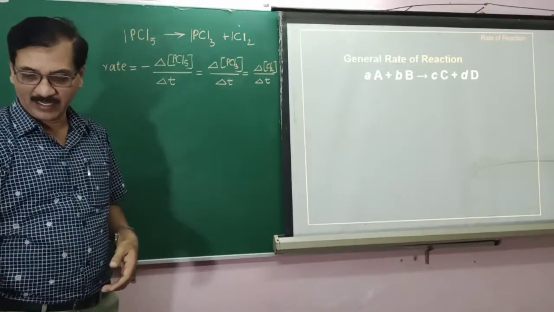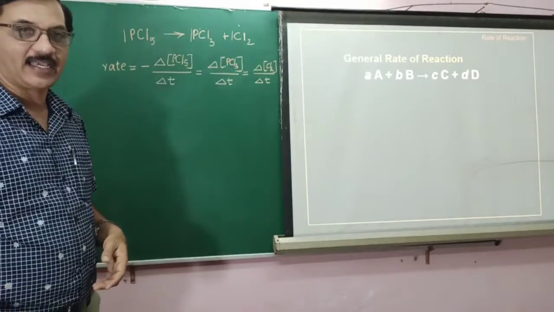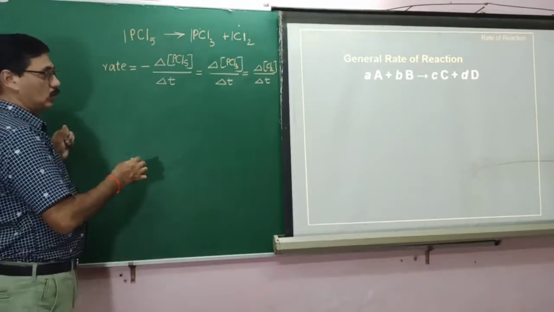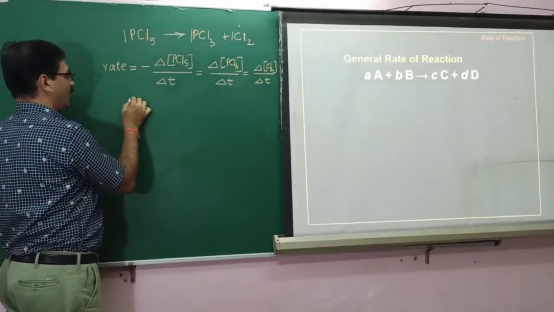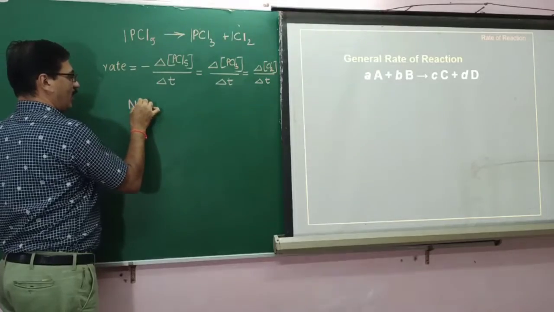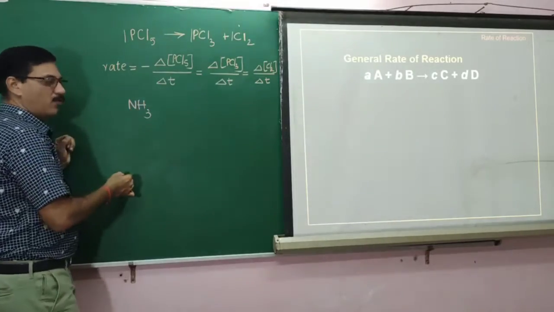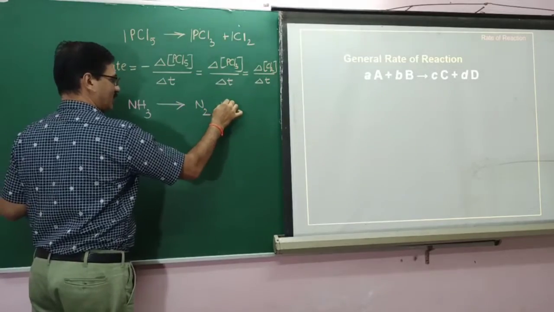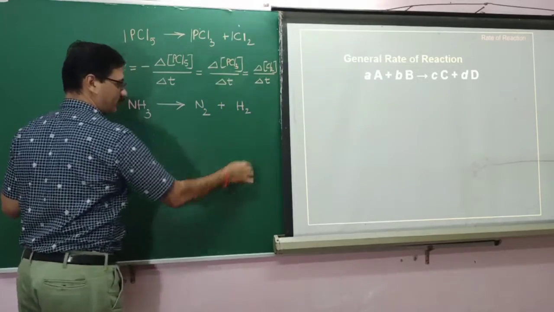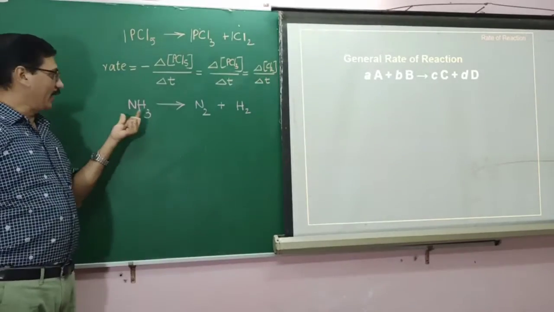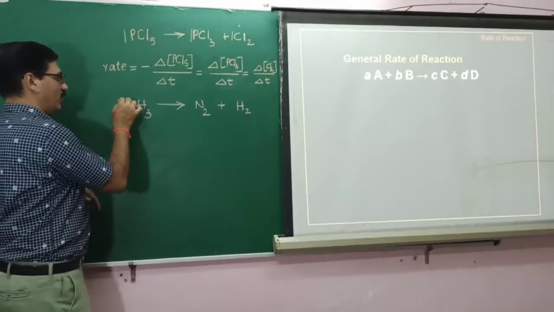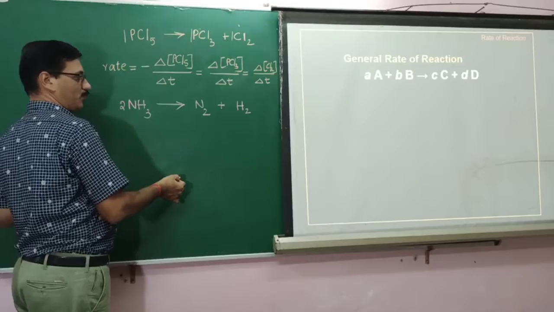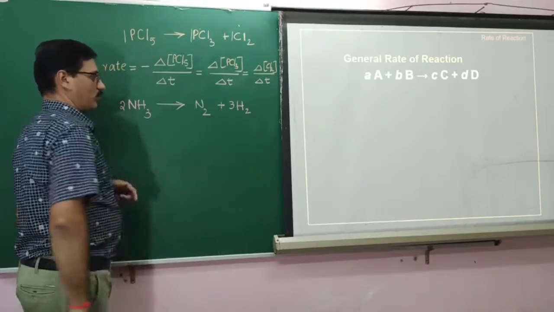Now let us take another example, to note the difference. Here, ammonia undergoes decomposition. Say ammonia undergoes decomposition to give nitrogen gas and hydrogen gas. And to balance this reaction, we have to multiply this by 2 and this by 3 so that it is balanced.